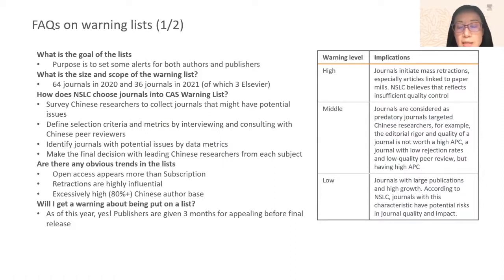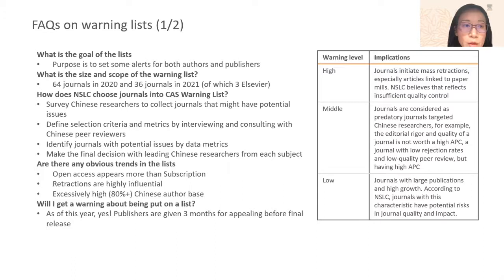The warning list is indeed composed of 3 warning levels, from low to high. The lowest warning level is generally for those journals with large volume and high growth, in other words, expanding very quickly. The middle level are journals charging an APC that is deemed by CAS not to match their quality, so charging more than enough in CAS's eyes. The highest warning level, the risk level, are the journals with mass retractions, especially those linked to paper mills. So these are ethics issues, and therefore these journals are deemed at the highest risk level.